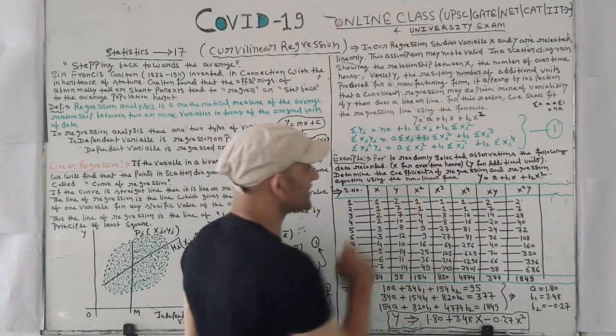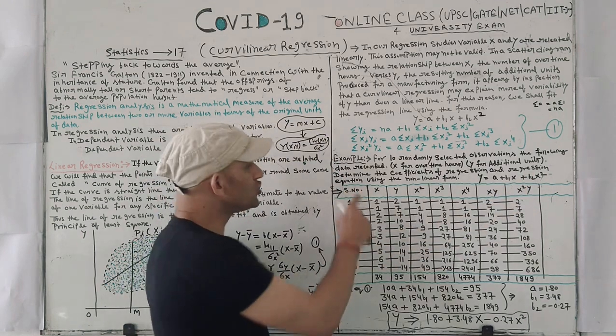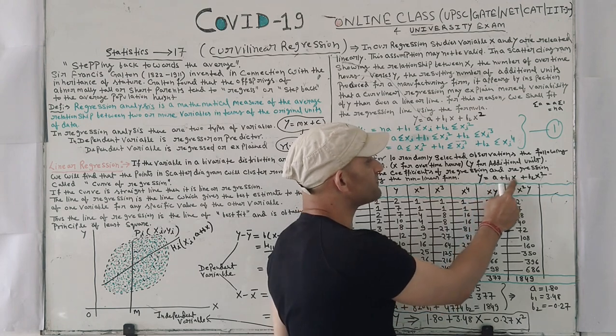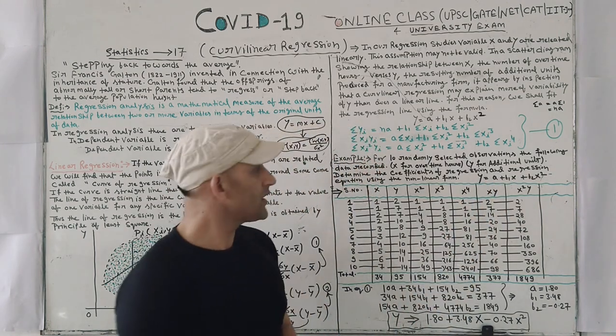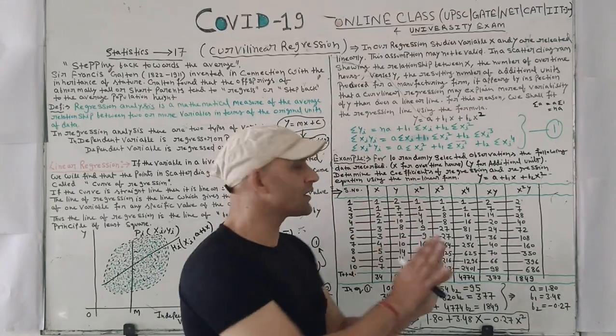Determine the coefficients of regression and the regression equation using the non-linear form y is equal to a plus b1x plus b2x square. In the exam they will change the data, but the question and the method are the same. You have to remember.